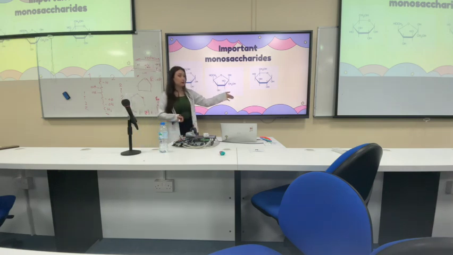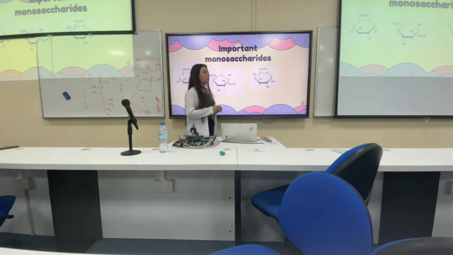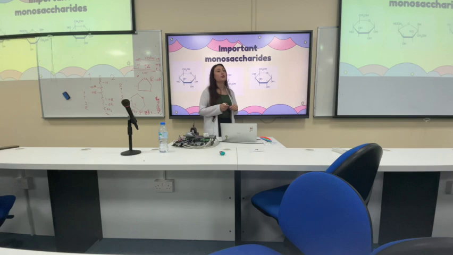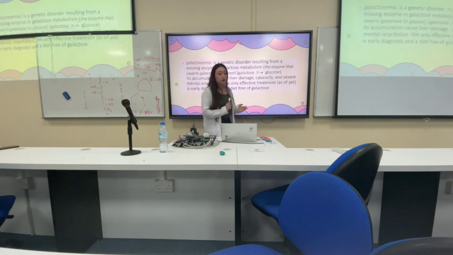But then galactose. Galactose is more important in metabolic processes than in energy, so we need it in different reactions in our body rather than just for energy. Where do we get galactose from? Milk. Exactly, lactose.